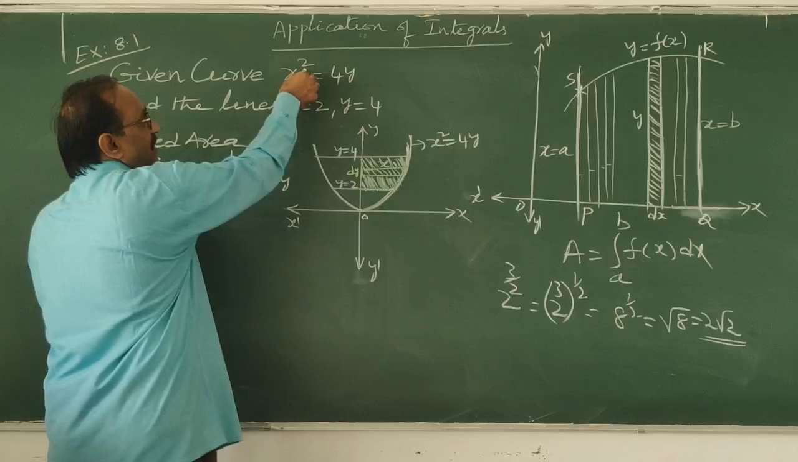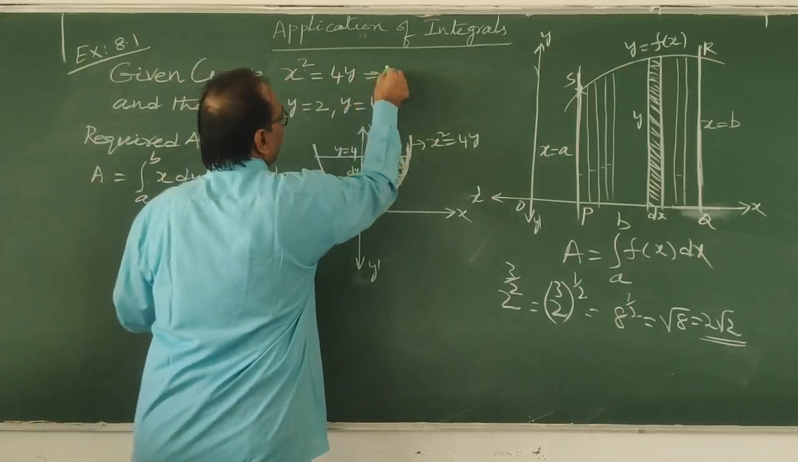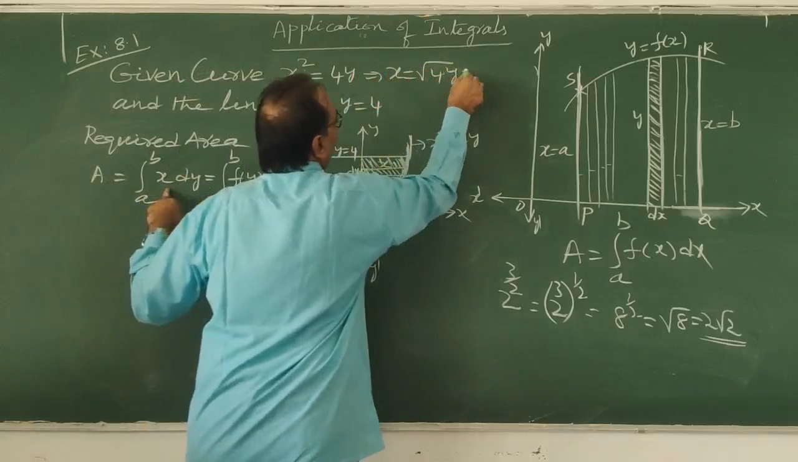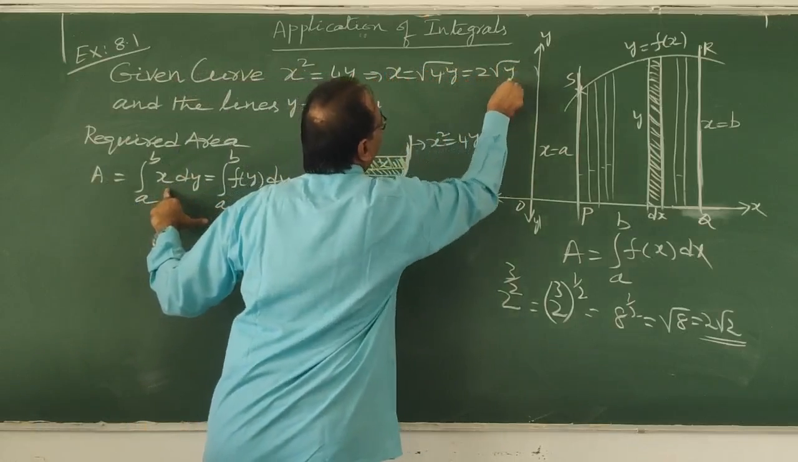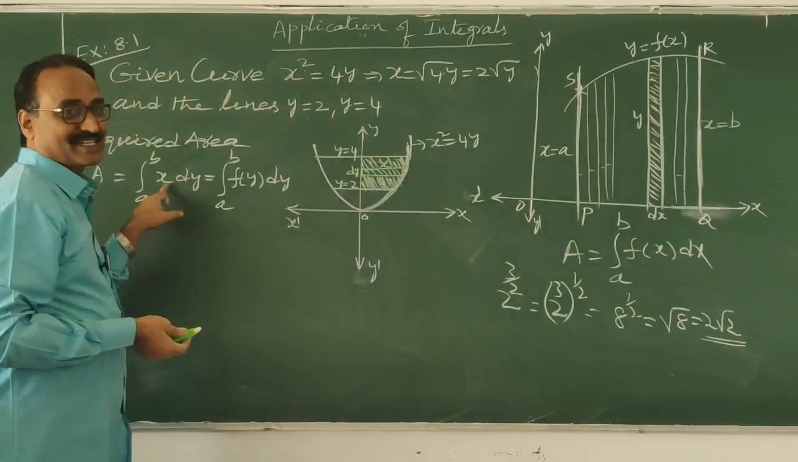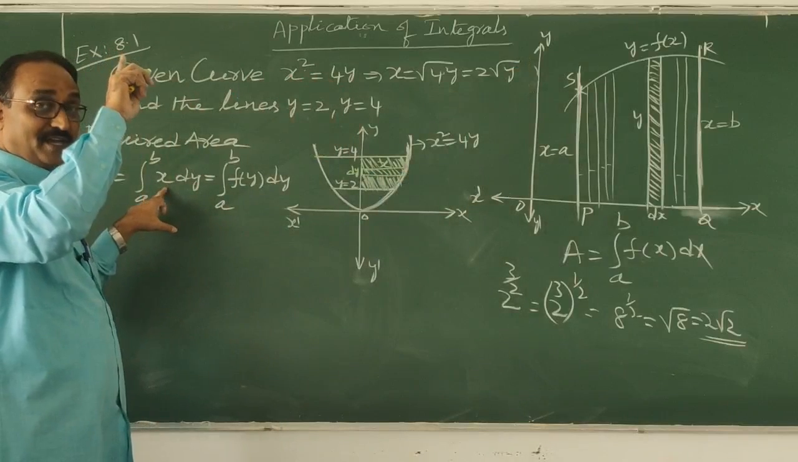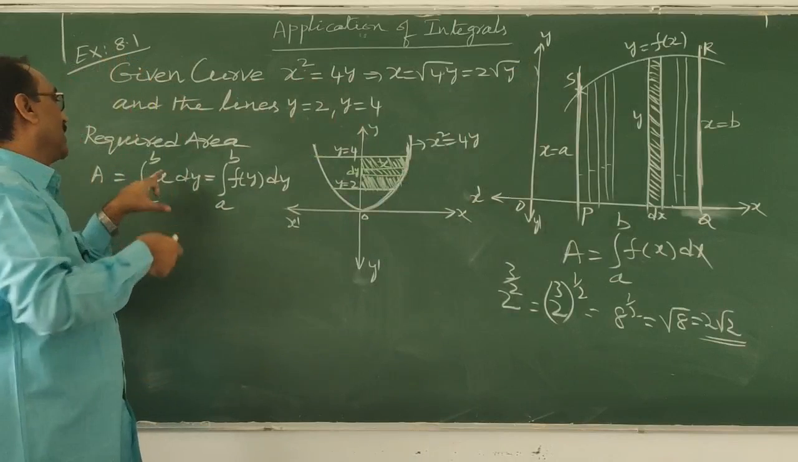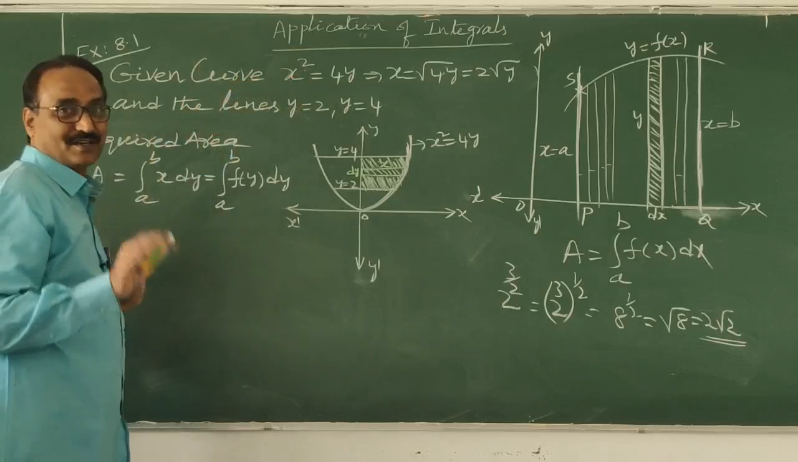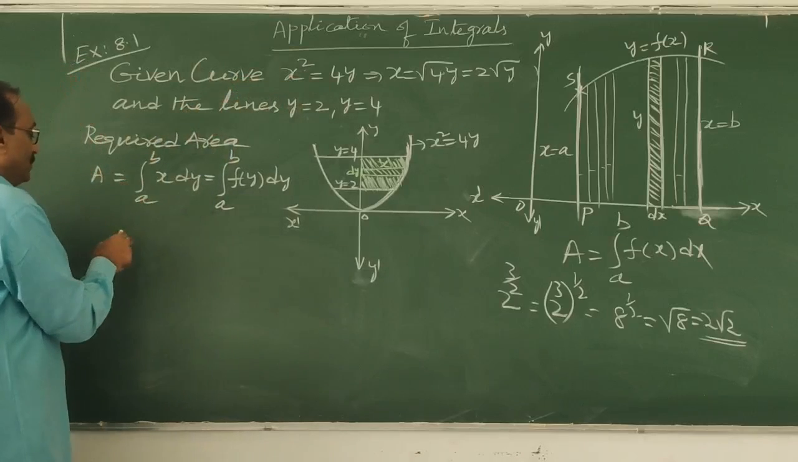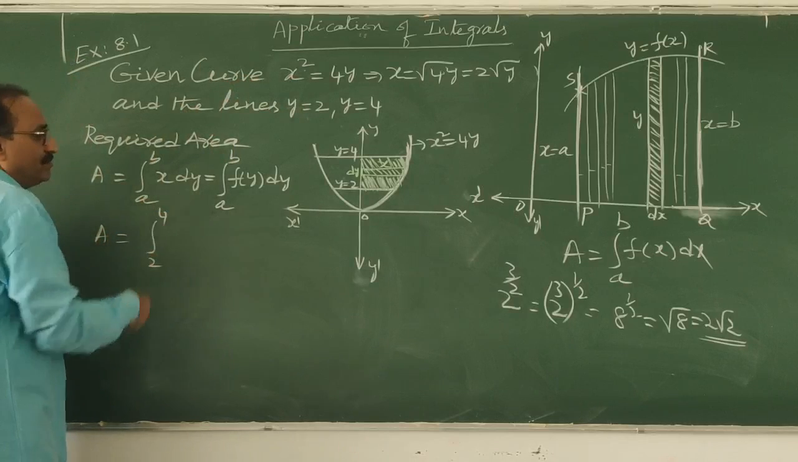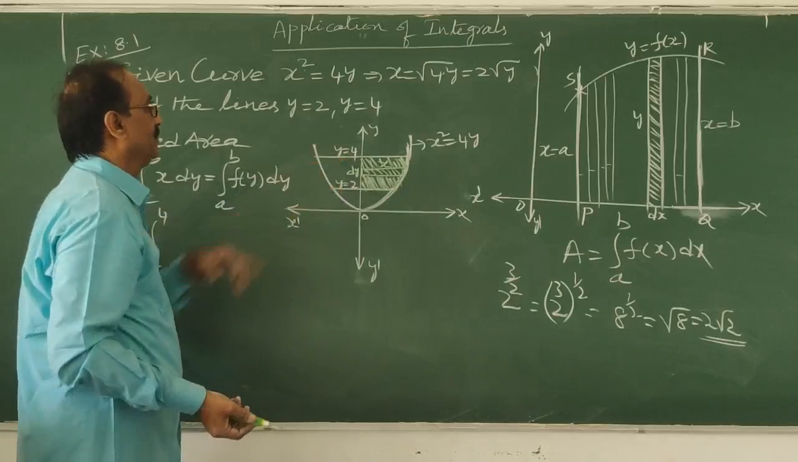Here how much is there? x square, this implies x is equal to root 4y, so 2 root y. Now we'll do it because in the formula x is there. Previously y was there; that's why for y square we said root y. Here also x is there, x square means x is equal to root. Understood? Okay. Now A is equal to integral 2 to 4, because we did it, no problem, 2 to 4.